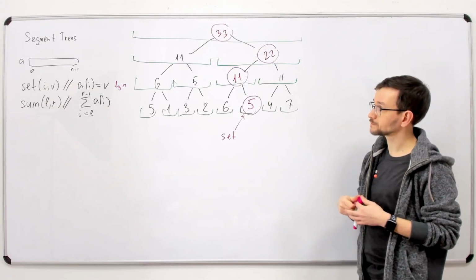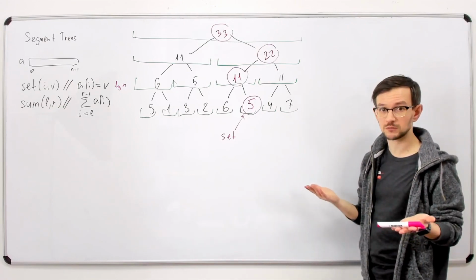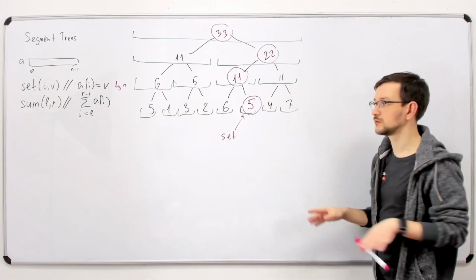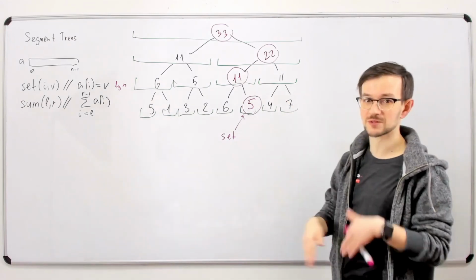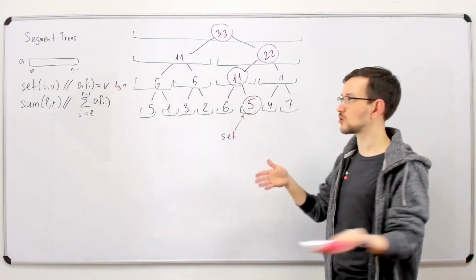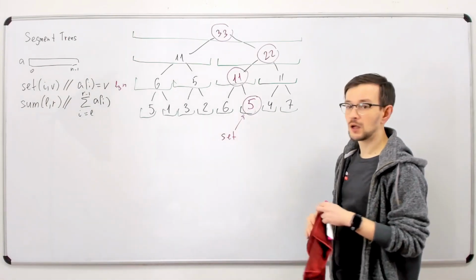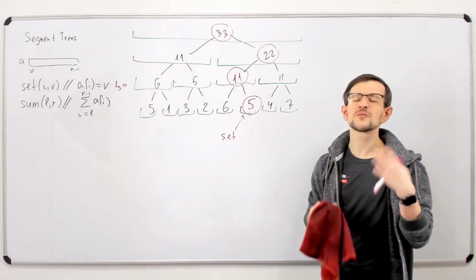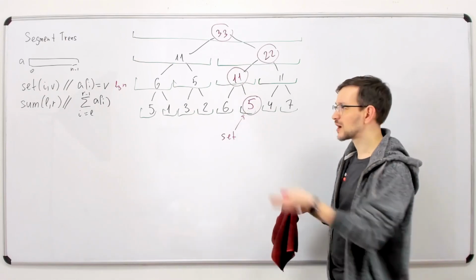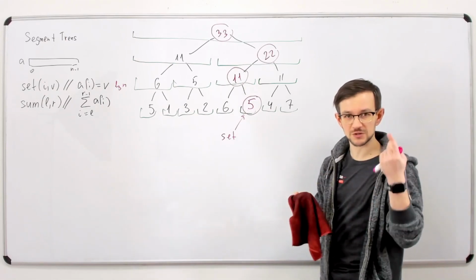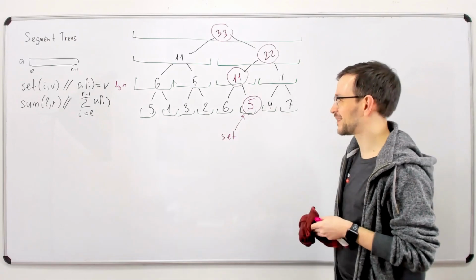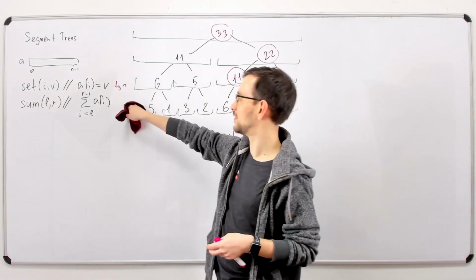That's how you perform the set operation. Very easy. You just change one element, recalculate log n sums, and you have the new modified segment tree. That's not very interesting, because when we have a simple array, we can modify in constant time. So it's much more interesting when you need to calculate this sum.